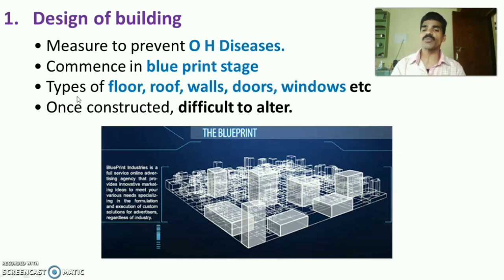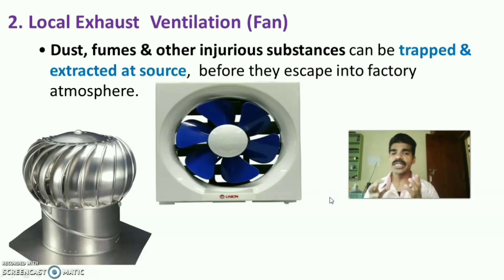Then based on that, building should be designed. So that should be applied in the floor, roof, walls, doors and windows of the industry or factory. So the type of floor, the types of roof, types of walls, doors, windows, etc., all must be based on the plan during the blueprint stage. Thus we can prevent the number of occupational diseases in the industry or factory. Once the industry or factory is constructed, then it is difficult to alter. So before it is constructed only, it has to be well planned to design the factory or industry to prevent the occupational health diseases.